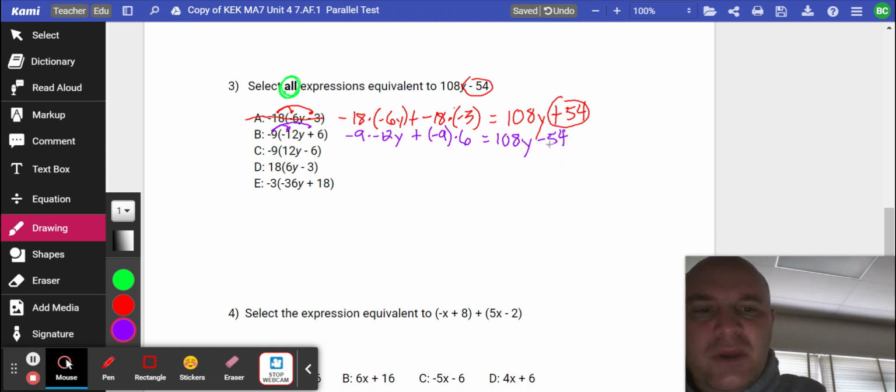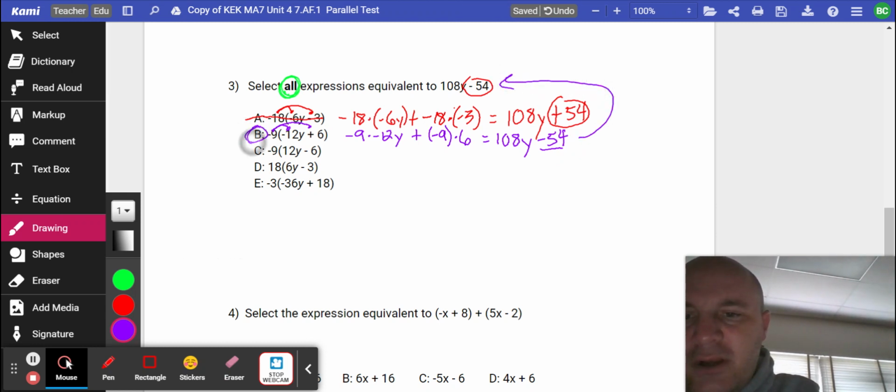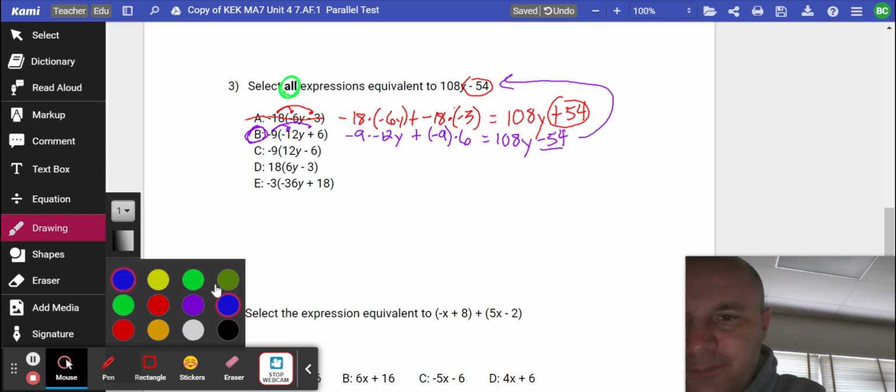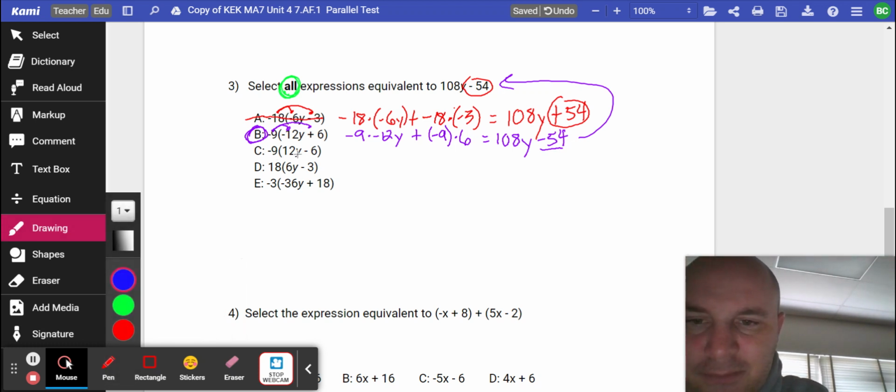And that one, because of the minus 54, matches up with our initial expression. So that is one of our answer choices. Like I said, we have to do that with all of these. So I'm going to go negative 9 times 12y and then plus negative 9, again just using parentheses to separate the symbols, times negative 6.